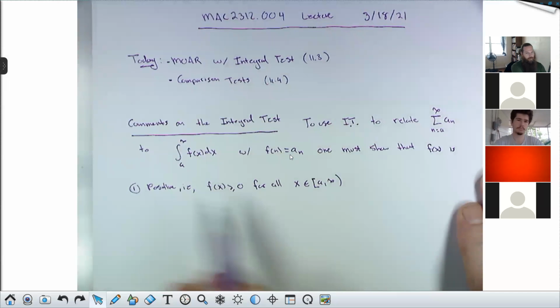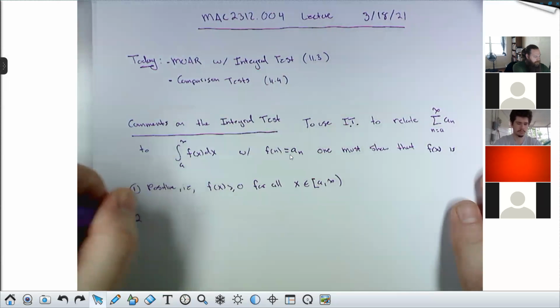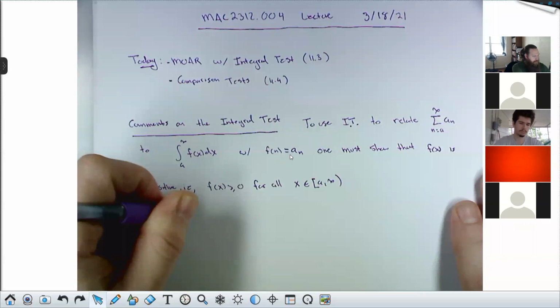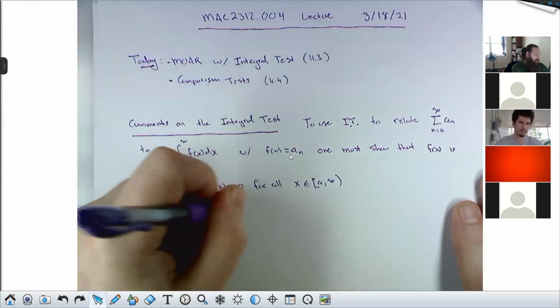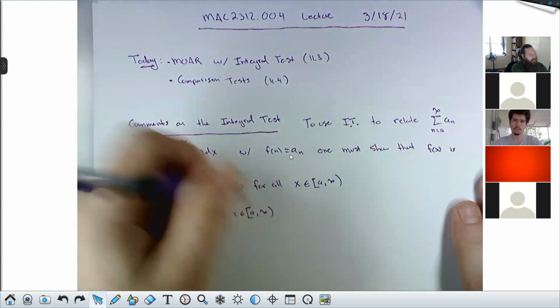This is not any real work, right? You just have to show that your function is not negative, meaning you have to verify that this inequality is true everywhere on this interval. You have to show that it's continuous for all x in the interval a to infinity.